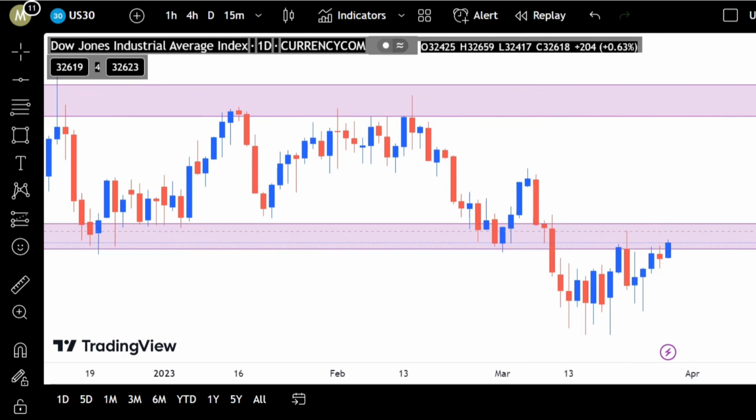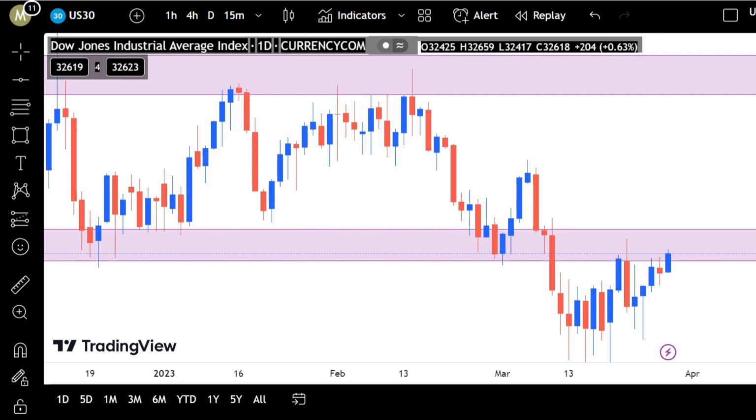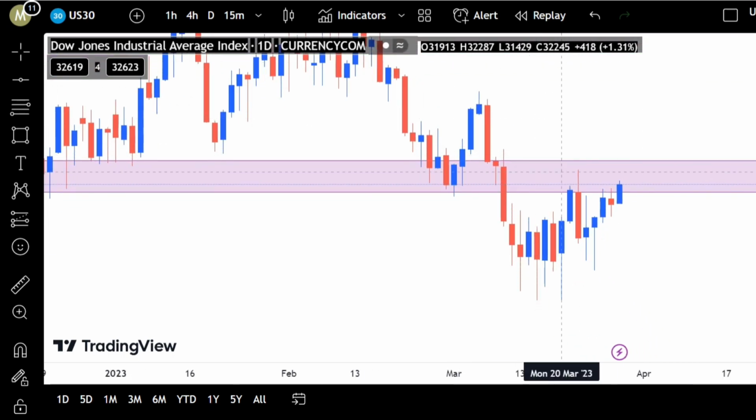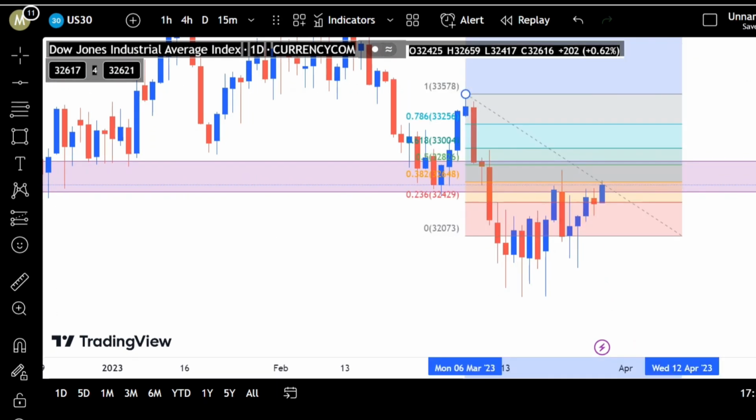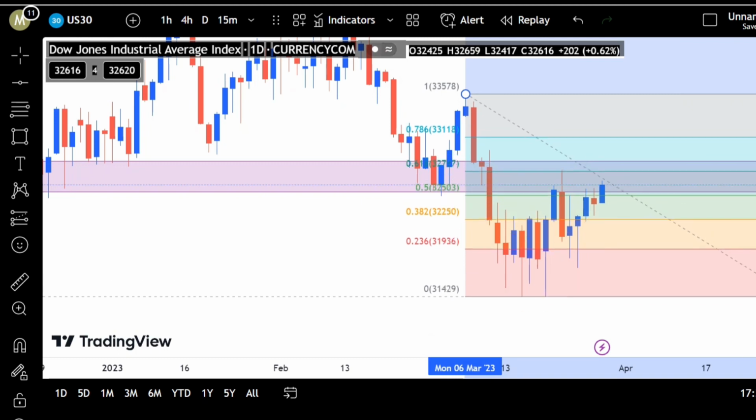Then we're going to have another push to the downside. And how do you know how far a retest or a retracement will go? You use your Fibonacci retracement, apply it from your swing high to your swing low, just like this, and then you wait for price to come back to your nice levels.